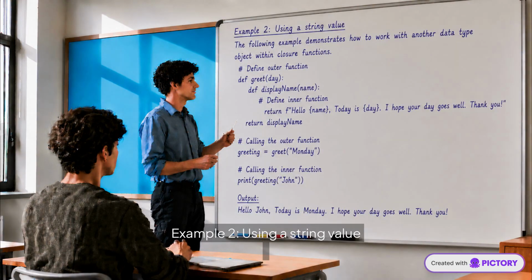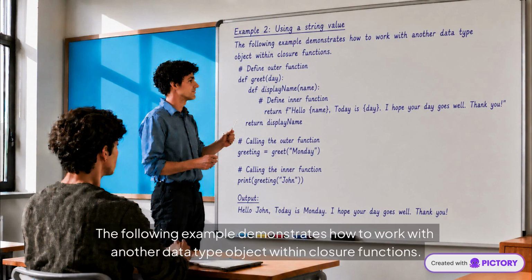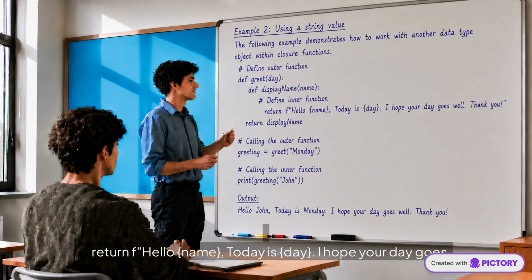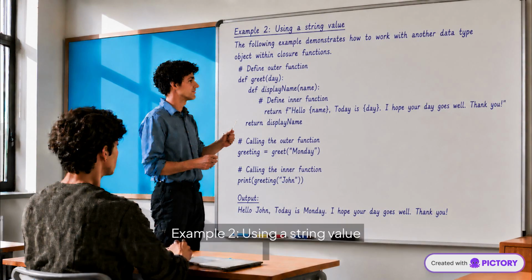Example 2. Using a string value. The following example demonstrates how to work with another data type object within closure functions. # Define outer function: def greet(day): def displayName(name): # define inner function: return f"Hello {name}, today is {day}. I hope your day goes well. Thank you". return displayName.